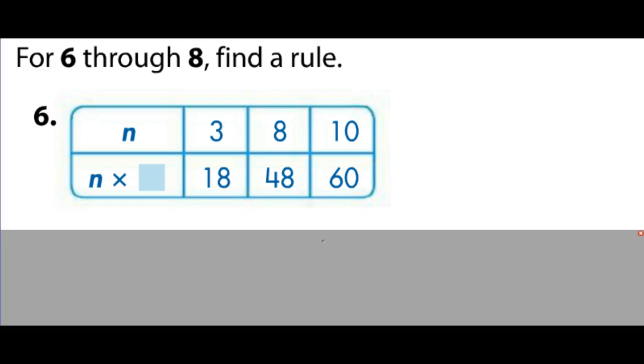Okay, now we're going to look at some multiplication. So right here we know that the top row is n, and we're going to find n times what equals the bottom row to find our rule. Okay, so 3 times what is 18? 8 times what is 48? Well, the answer there is 6.